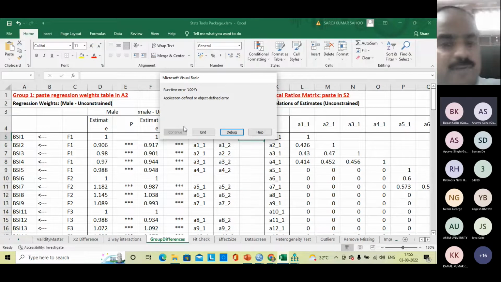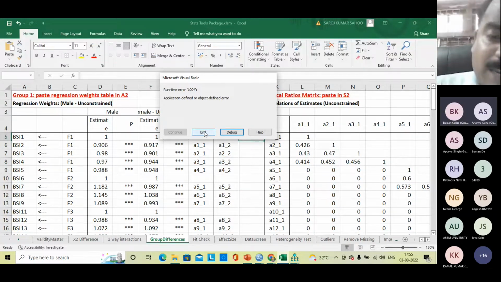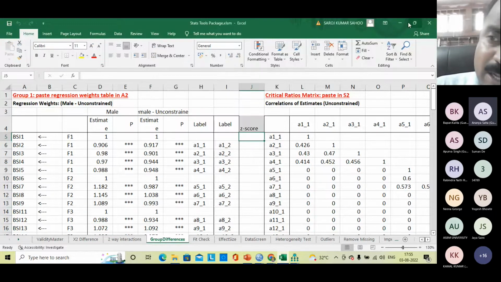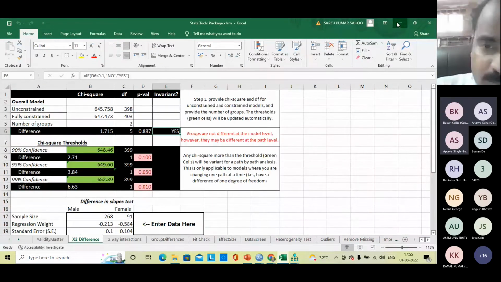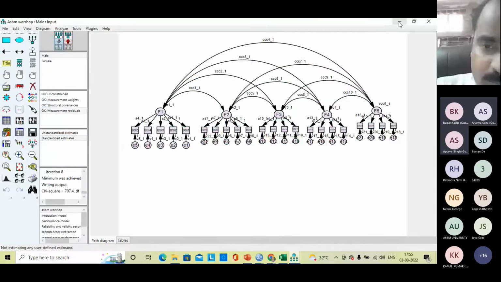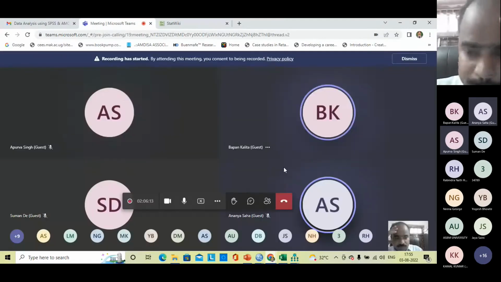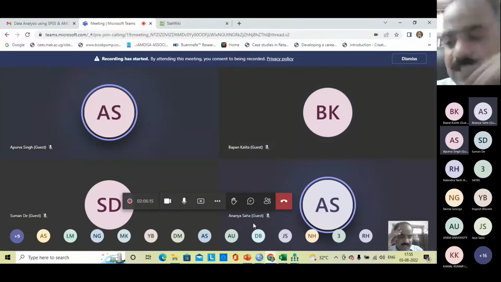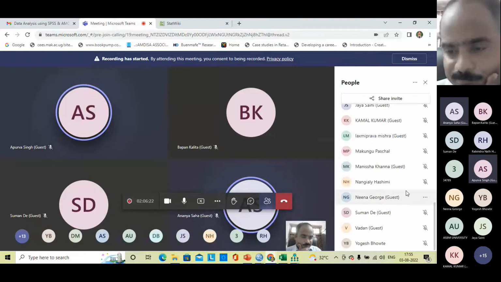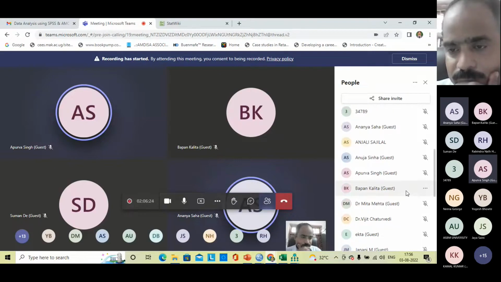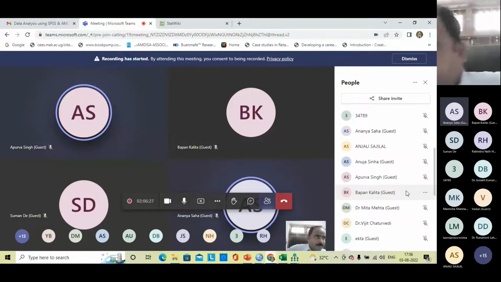No, there is some runtime error. Anyway, if anybody is operating, can you tell me whether it is appearing or not? Is anybody doing that? Is it appearing for them? Anybody doing this operation? I think nobody is doing this operation.